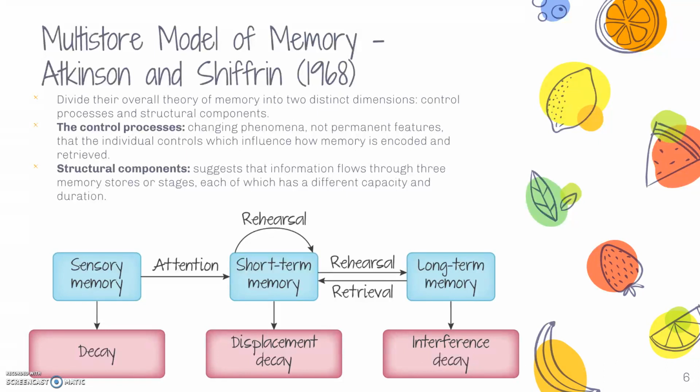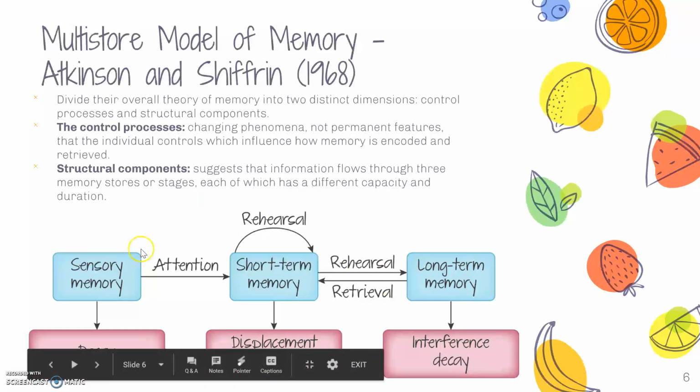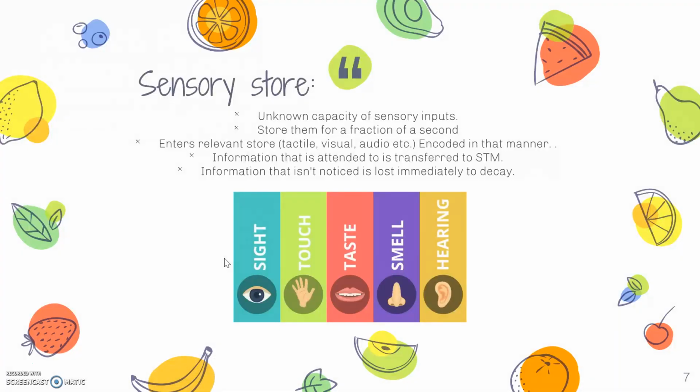These researchers divide their overall theory of memory into two distinct dimensions. It's the control processes and the structural components. The control processes are changing phenomena, so not permanent features, that the individual controls, which influence how memory is encoded and retrieved. And then there's the structural components. They suggest that information flows through three memory stages, sometimes referred to as stores, each of which has different capacity and duration. So you can see this model illustrated here, but we're going to go more into each store, starting with the sensory store.